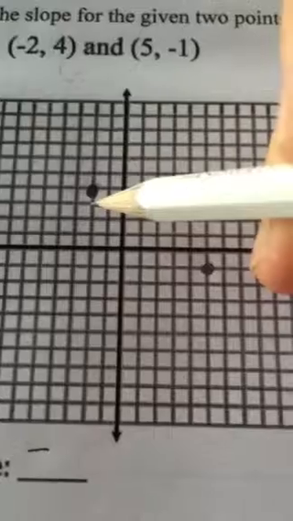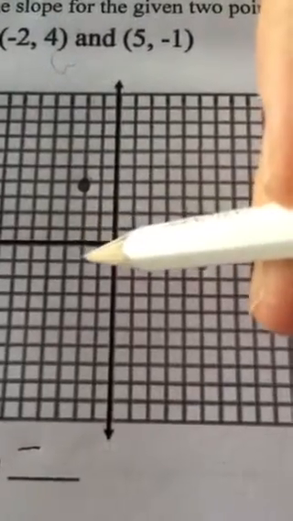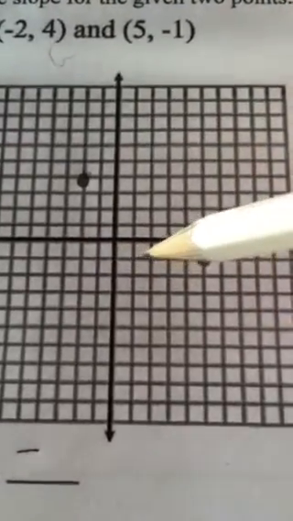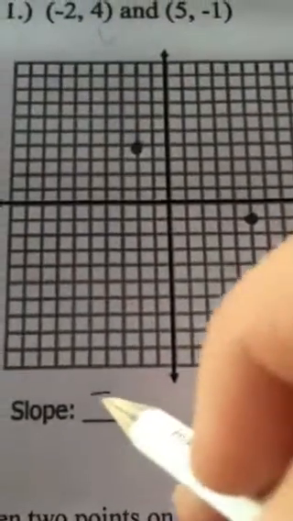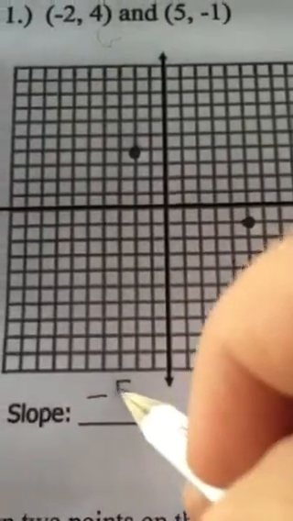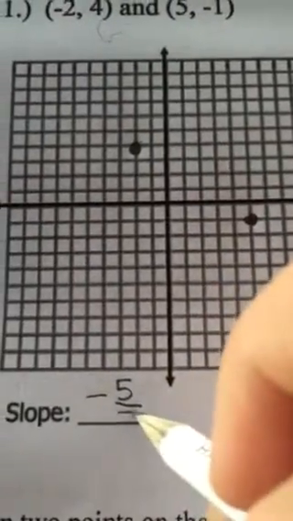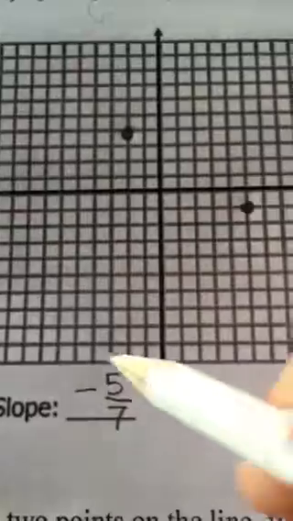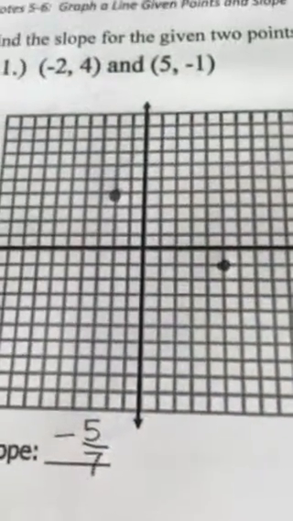So I go down 1, 2, 3, 4, 5. And then I went over to the right, 1, 2, 3, 4, 5, 6, 7. So for my slope, I already have my negative sign there, so I went down 5, and then 7 to the right. So I put my change in y over my change in x. So my slope is -5/7 for those 2 points. And really, you should go ahead and connect those dots as well, so that you have a nice line between them.